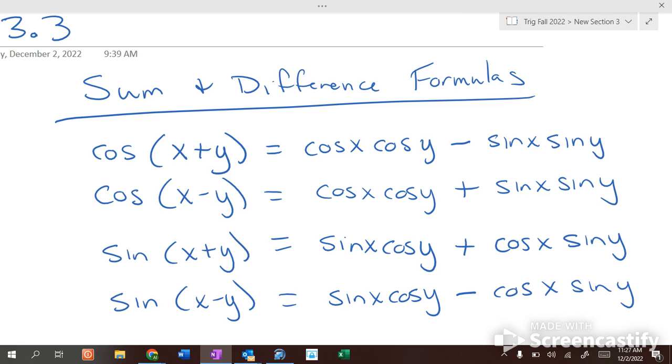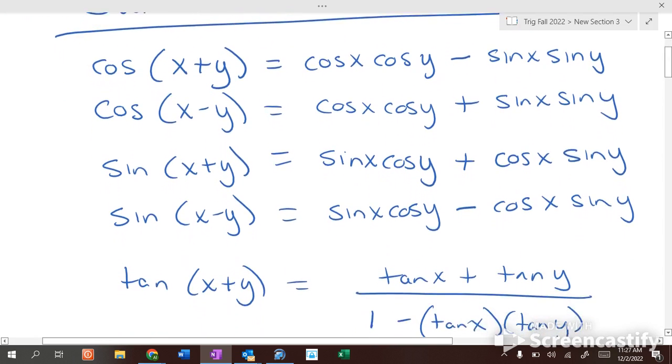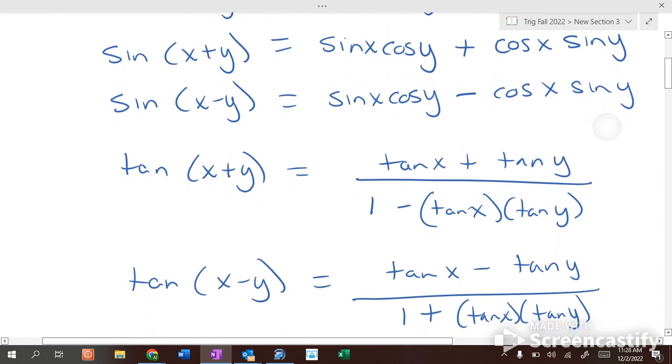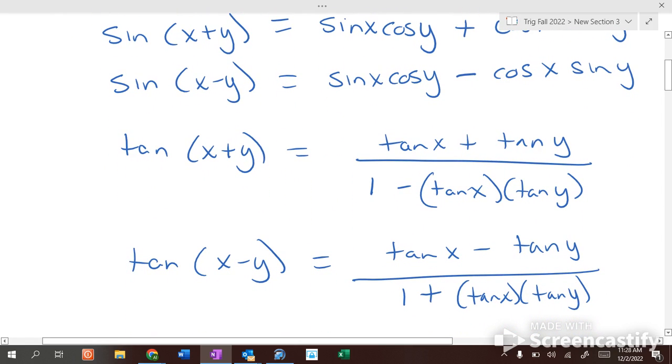Okay, so that's the cosines and sines. And then you got the tangent ones here. Is that it? Yep, that's it for today. But we'll have more after this. We'll have half angle formulas and double angle formulas and things like that. So there's more stuff to go on your note card later.